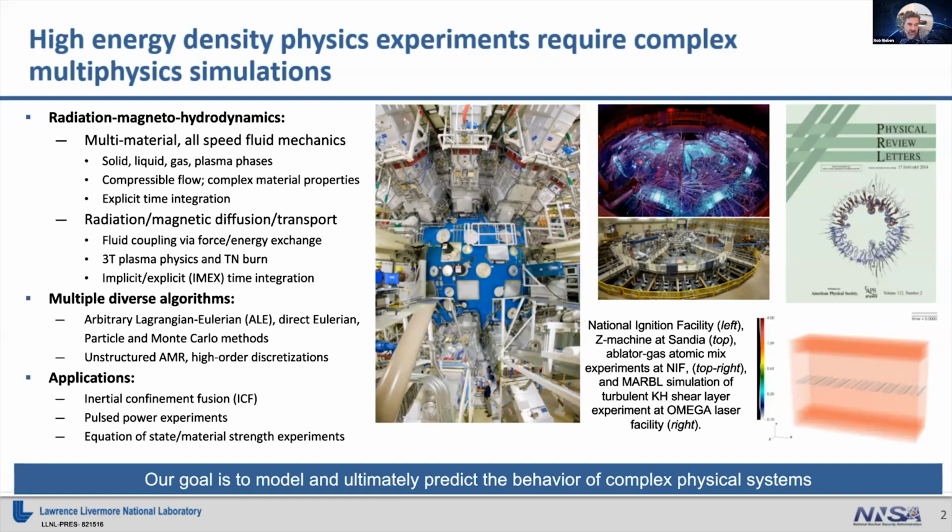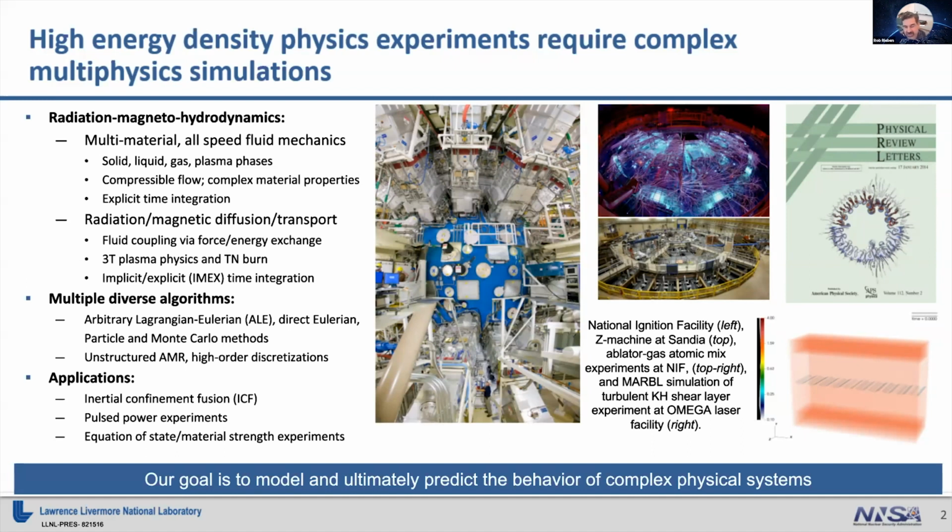Now we couple this with radiation diffusion or transport, as well as magnetic diffusion. Typically, this is done by force energy exchange with the fluid. And we consider 3T plasma physics, where we have separate temperatures for radiation, electrons, and ions. And we also produce thermonuclear fusion reactions. And when we're coupling these implicit physics with the explicit hydrodynamics, we use so-called IMEX methods to do that.